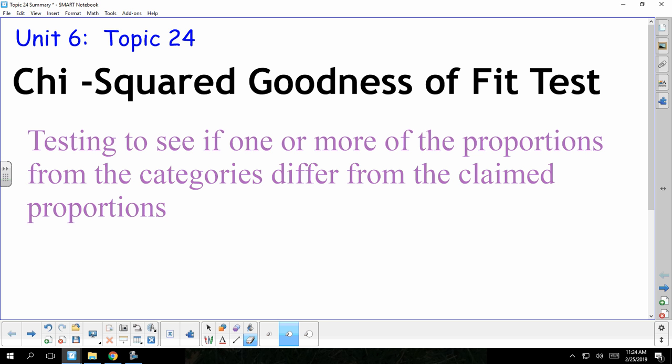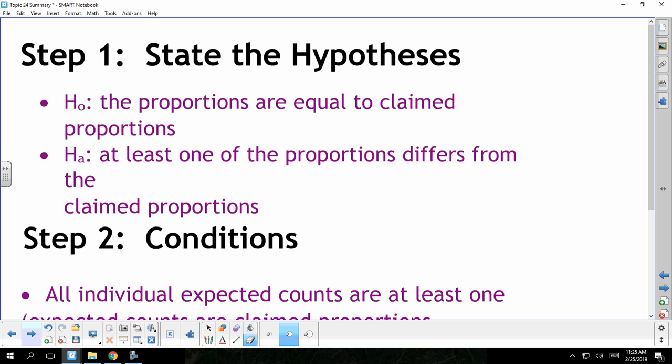We're going to test to see if one or more of the proportions from categories differ from expected or claimed proportions. Sometimes we'll want to see if all the proportions are equal, and sometimes we're going to see if they differ from some sort of predetermined expected proportion. So we're going to start this off just the same. We're going to state our null and our alternative hypothesis.